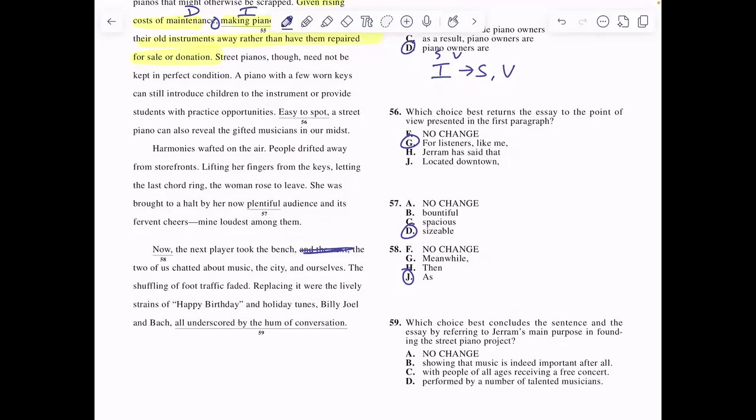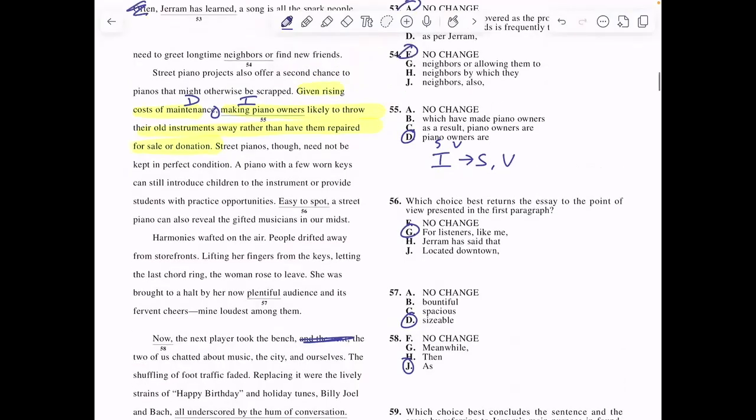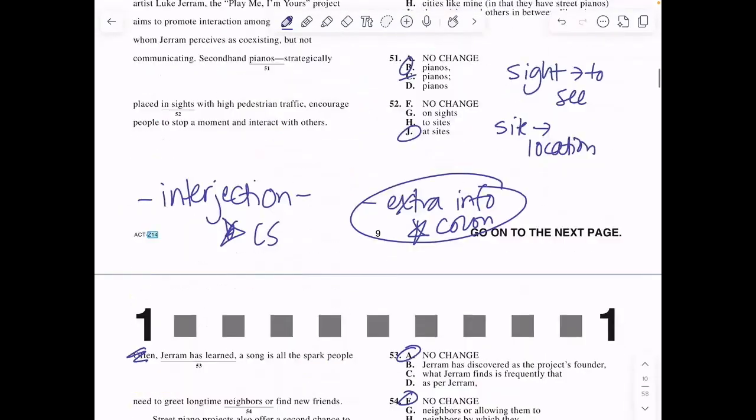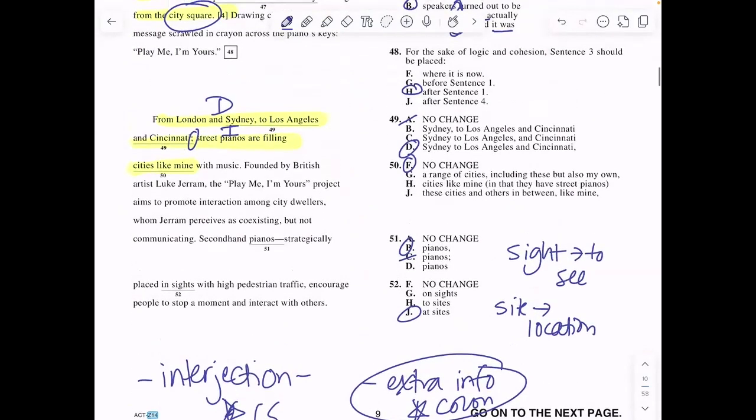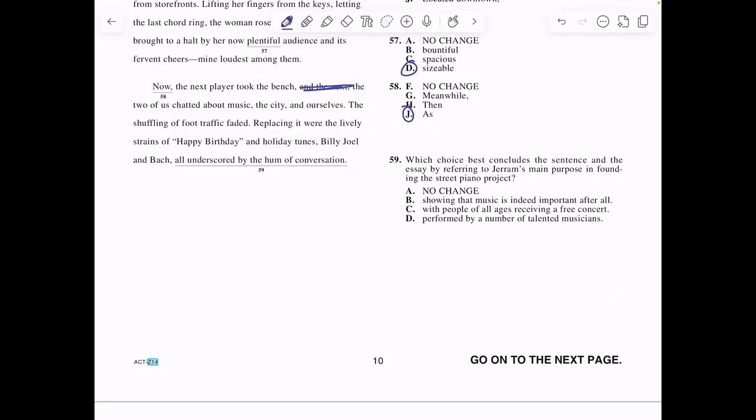Okay. Which choice best concludes a sentence in the essay by referring to Jerem's main purpose in founding the street piano project? Ooh. Main purpose. We gotta look back. They offer a second chance to pianos. Founded by Luke Jerem. Promote interaction among city dwellers. I'm gonna go A here.